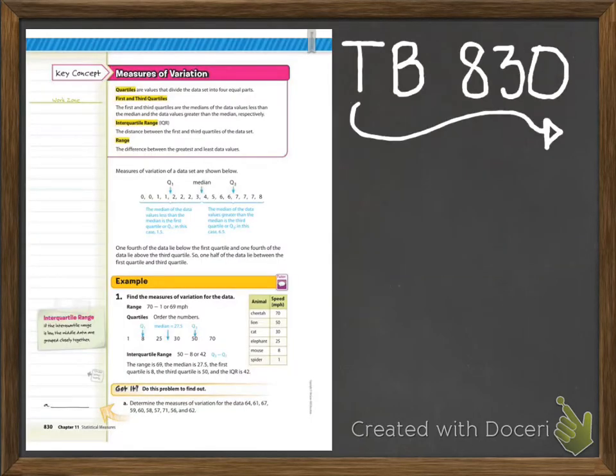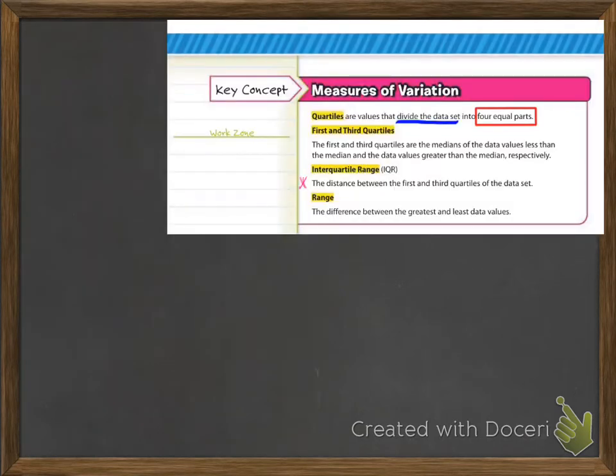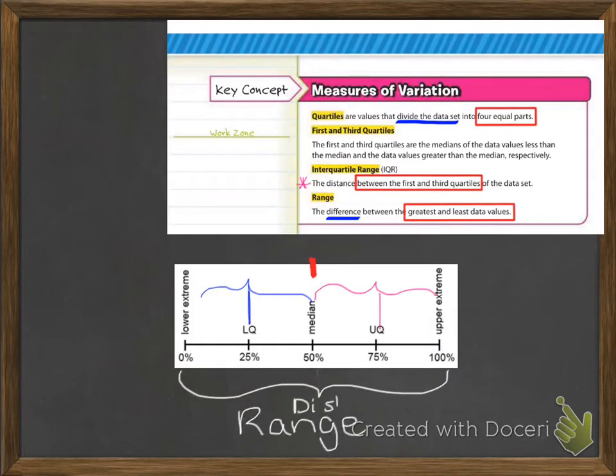Now you're going to be looking at textbook page 830. On textbook 830, you've got some vocabulary here. This is some important vocabulary. I know that some of these concepts are going to be completely new to you, so it's really important that you pay close attention in this section. Quartiles are the values that divide the data set into 4 equal parts. So that's what you need to remember.